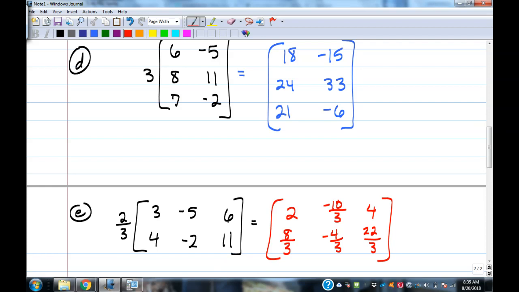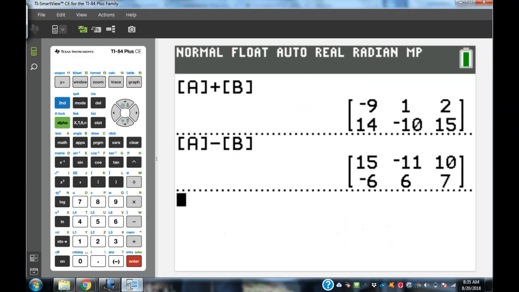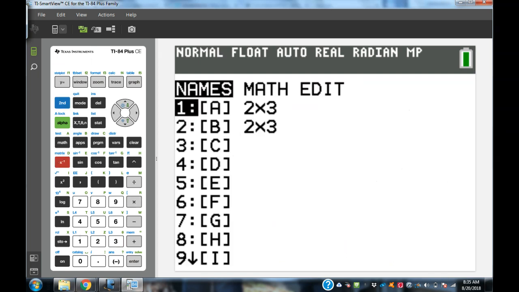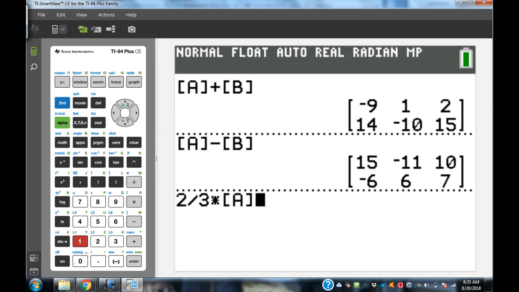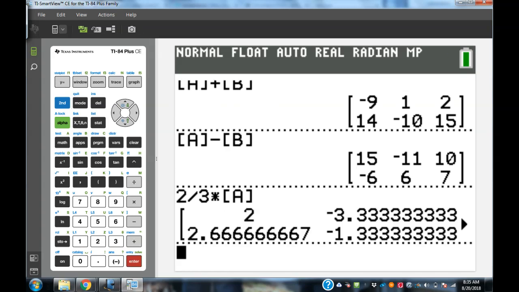Sometimes we get a little nervous when it's fractions and we want to check ourselves. So this is where maybe a scalar multiplication with a calculator is helpful to check yourself. So with the calculator, I know that that's matrix A. That's the one I put in matrix A. I'm just going to take 2/3 times matrix A. And when I hit enter, my calculator throws out all these decimals, which is not what I want.